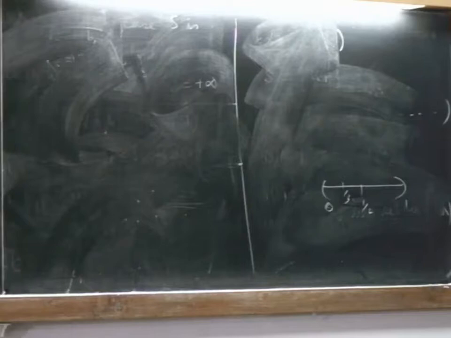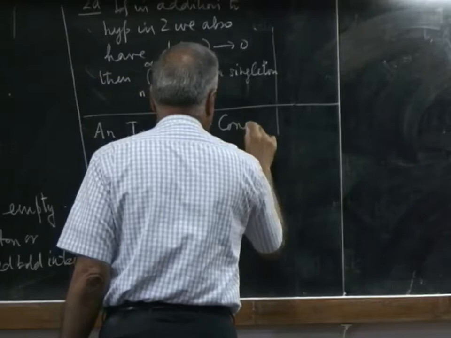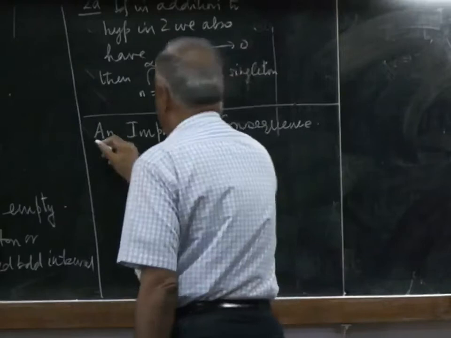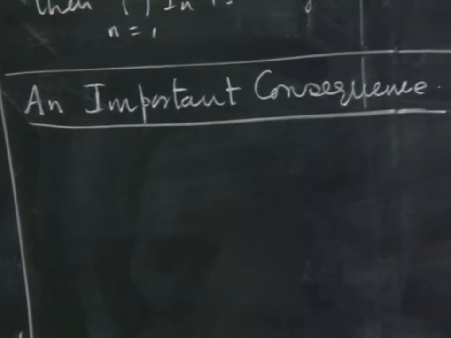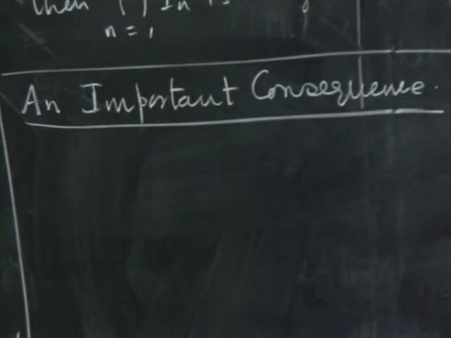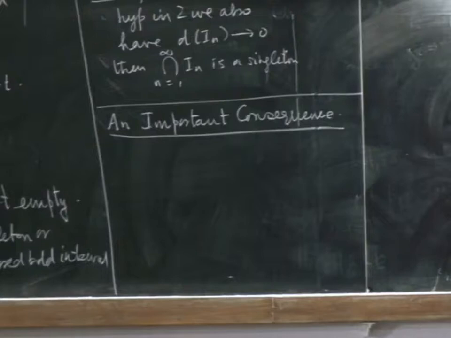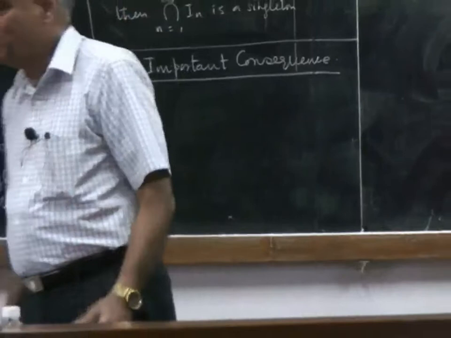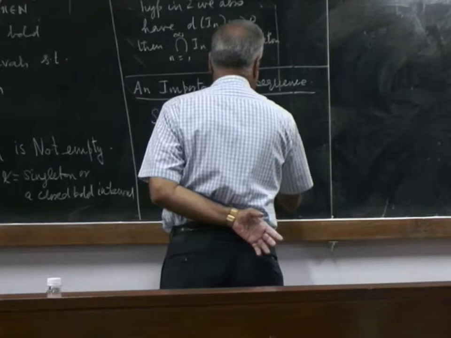Now we are going to look at an important consequence of this result. Let us again stay with R; we will see what works and what does not work when you go to a general metric space a little later. But right now let us consolidate whatever we know, or are supposed to know, in the real numbers. So let us take an infinite subset of R.